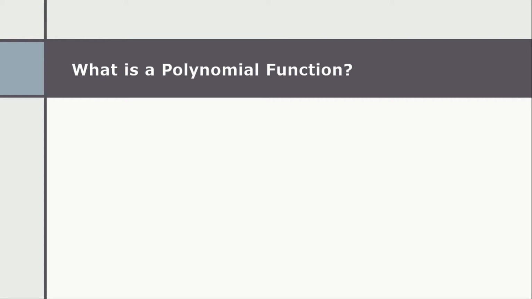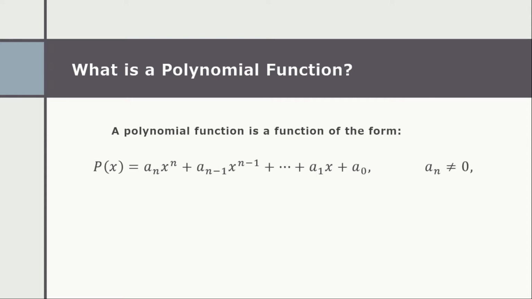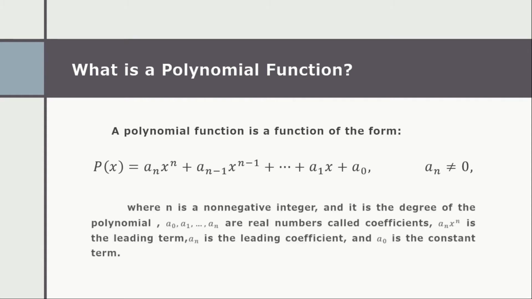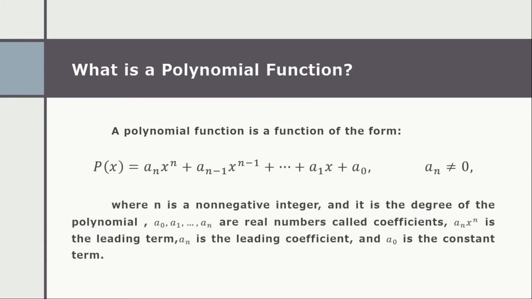What is a polynomial function? A polynomial function is a function of the form p of x, which is equal to a sub n multiplied to x raised to n plus a sub n minus 1 multiplied to x raised to n minus 1 until we reach plus a sub 1 multiplied to x plus a sub 0, wherein the value of a sub n is not equal to 0.